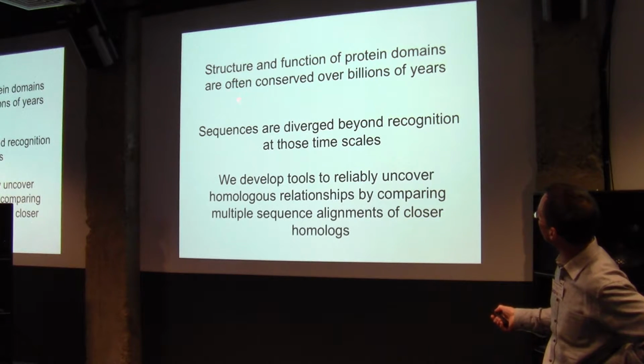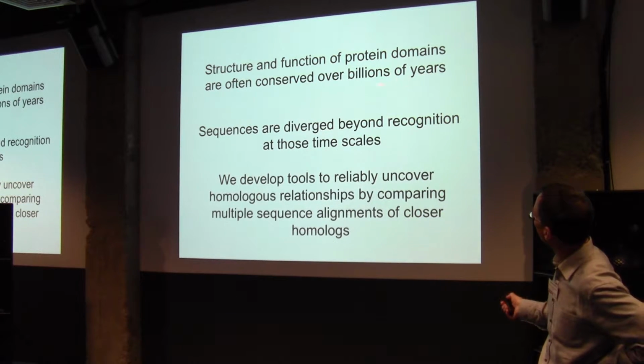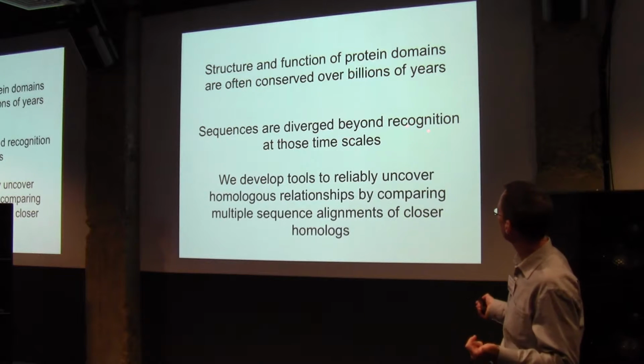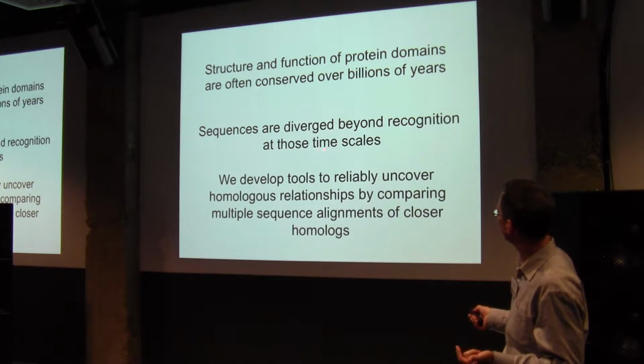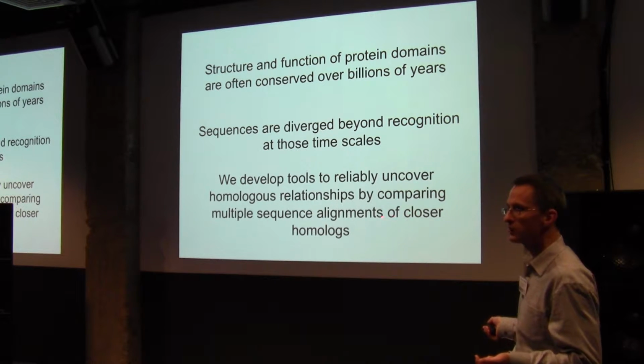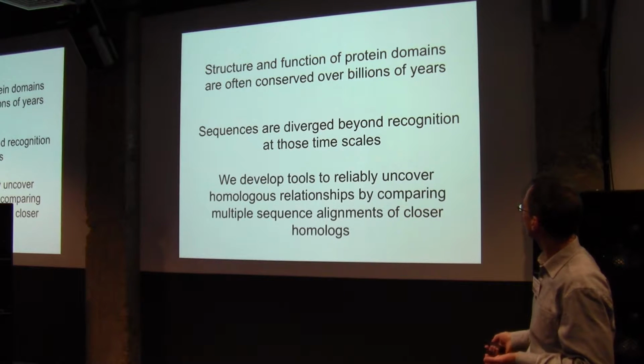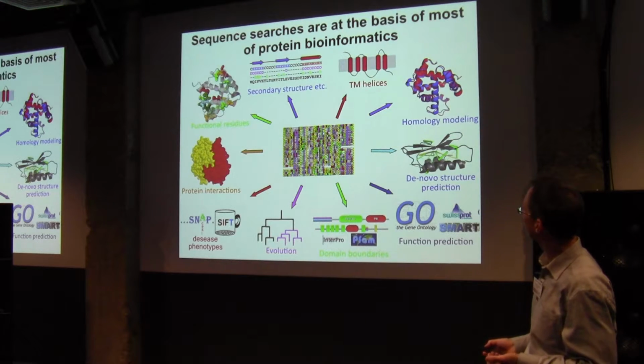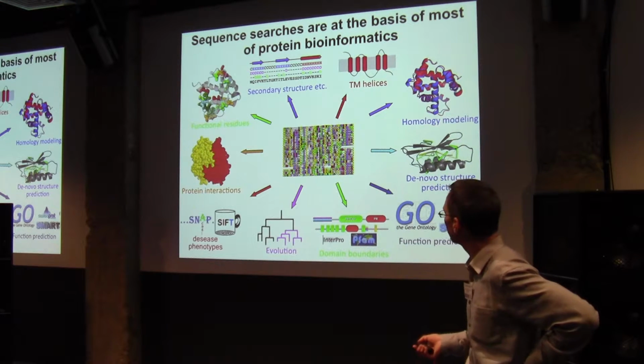So structure and function of the protein domains are often conserved over billions of years. That's one ingredient. Sequences are diverged beyond recognition at those timescales. But we can develop tools to uncover the homologous relationships by comparing multiple sequence alignments of closer homologs. So how do we do that? And this is the topic of the next small section.